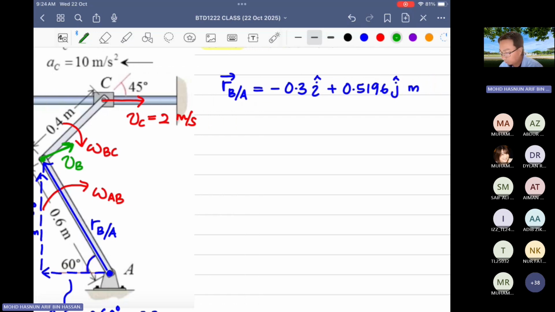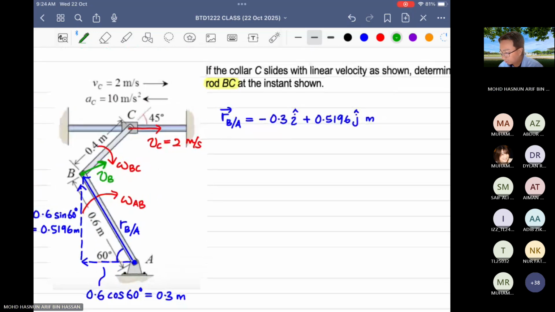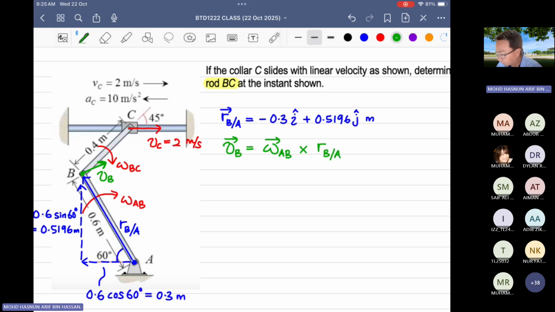So now we can then calculate VB. VB is equal to omega AB. V is equal to omega cross R, remember? So VB is equal to omega AB cross product RB slash A.